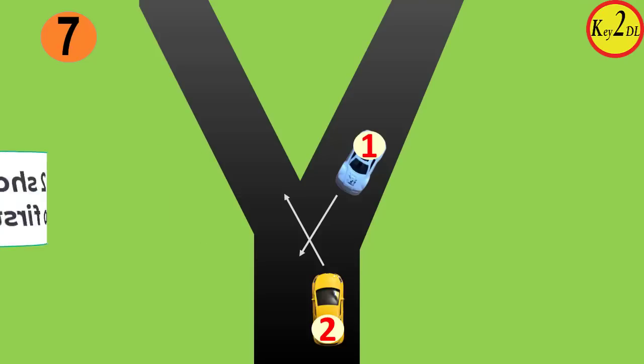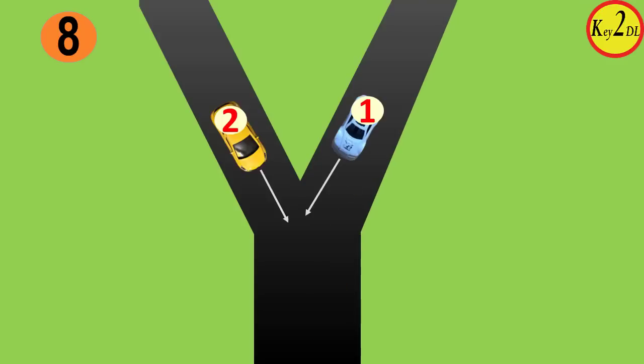Okay, then in this situation, car 1 is right to the car 2. So car 1 goes first, then car 2.